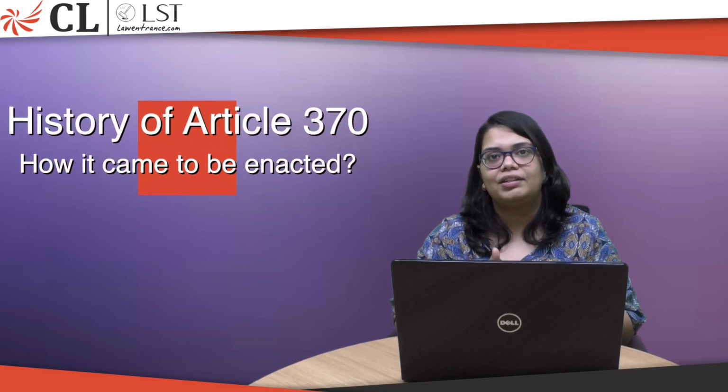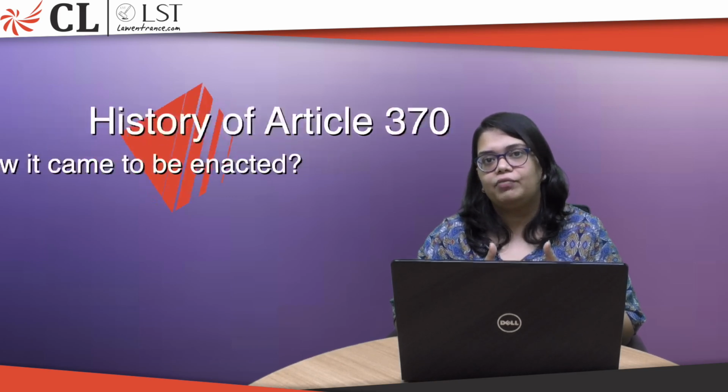Today we'll be starting a series of videos on important legal events of 2019. The first video in this series would be on the history of Article 370 and how it came to be enacted. Now this all started in the year 1947.